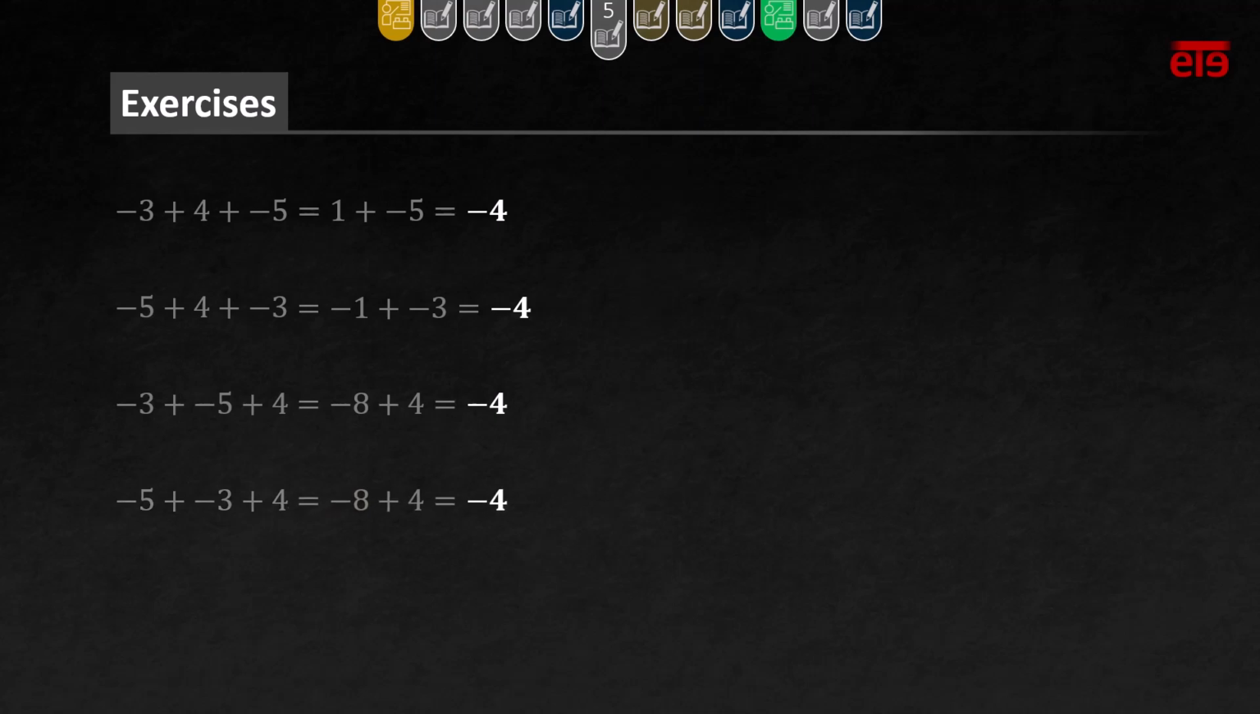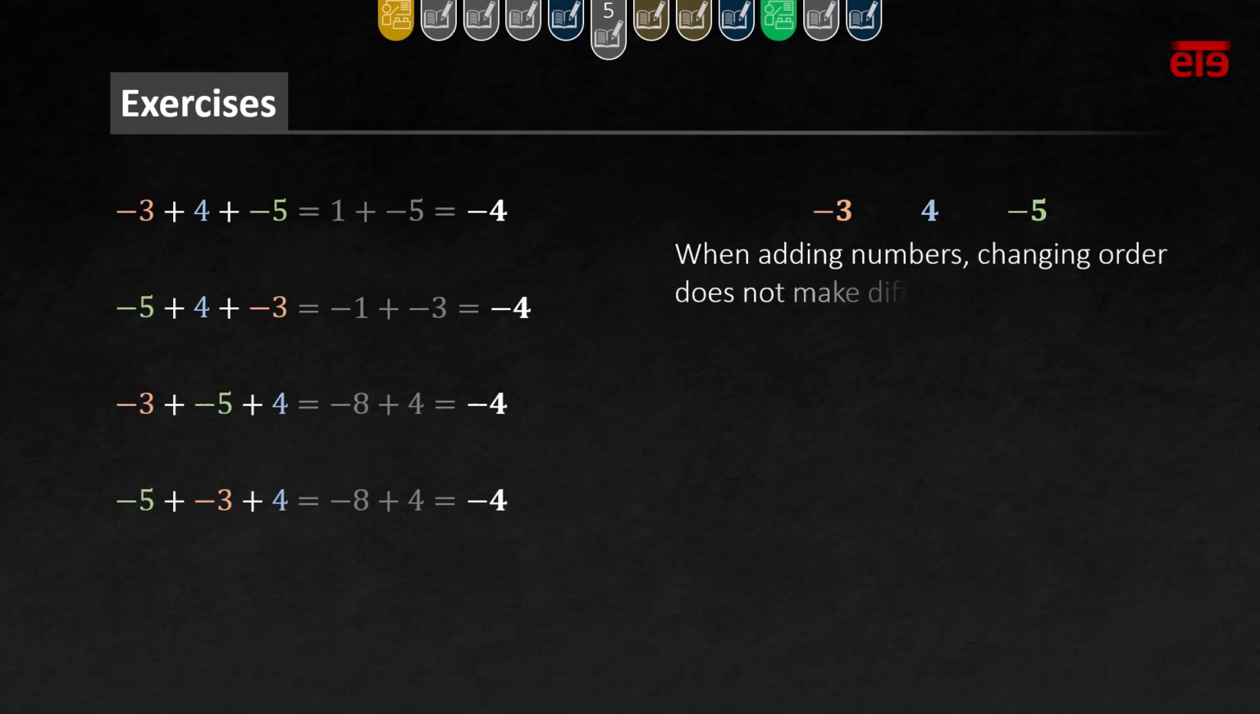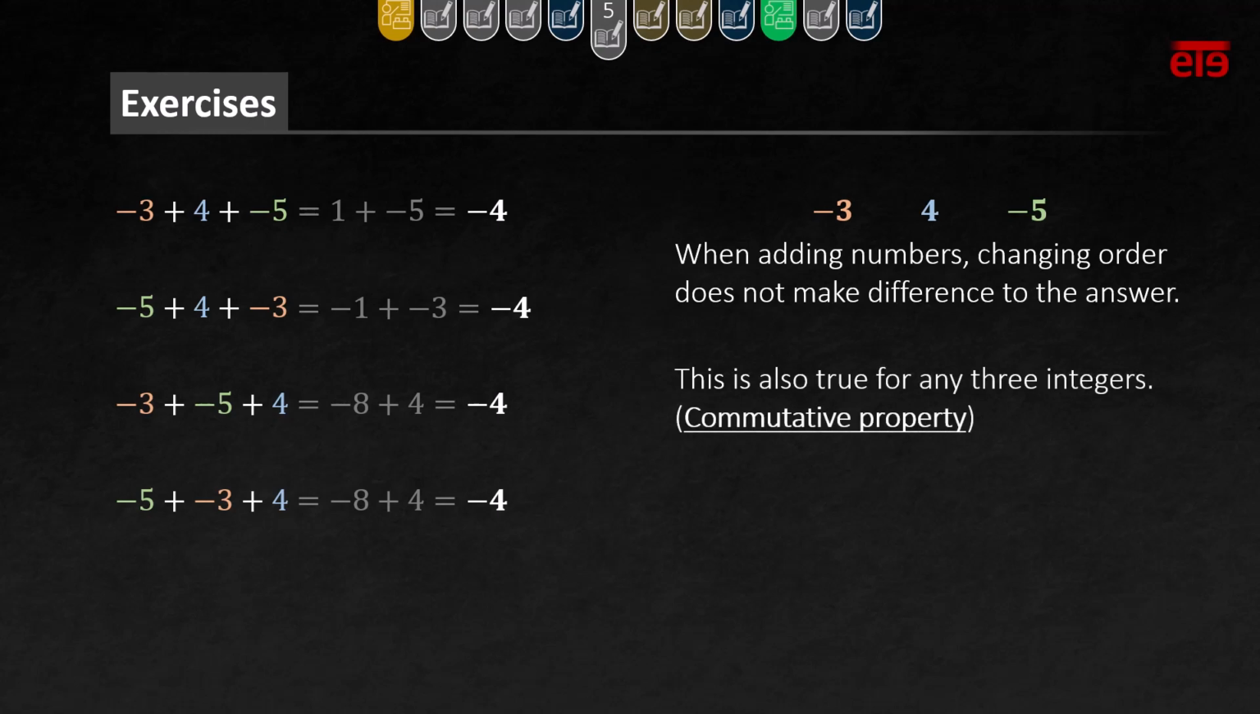We can observe that all answers are negative 4. Why are we getting the same answers? In these questions, we are adding the same integers in different orders, and we can recall the commutative property of addition. When we add numbers, changing the order does not make a difference to the answer. This property is also true for adding any 3 integers.